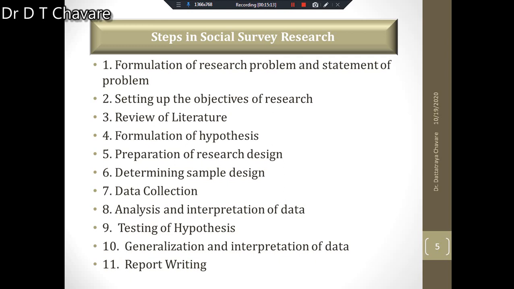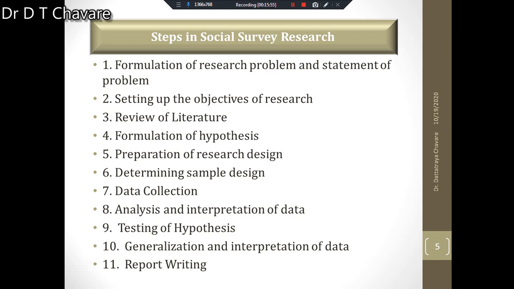That's why analysis and interpretation of the data is also an important task and an important step in the social survey research. Then testing of hypothesis. Whatever hypotheses you have decided should be tested with the help of mathematical and statistical tools and techniques. You can test the hypothesis with statistical tools and tests also. And this is the second last stage. Another stage is generalization and interpretation of the data. After testing the hypothesis, you should generalize the data and interpret the data.